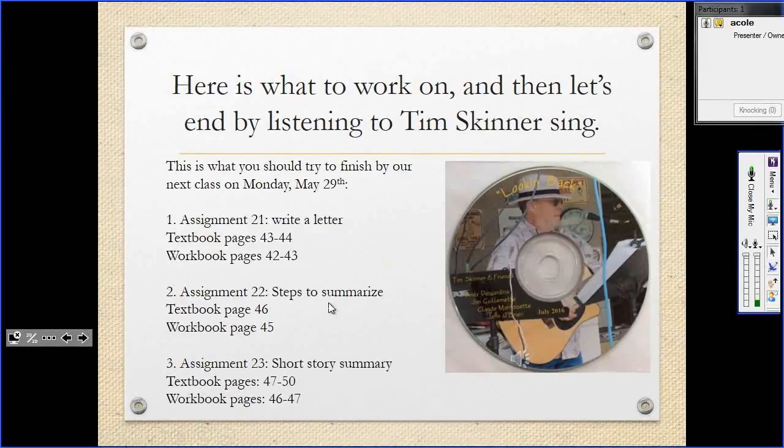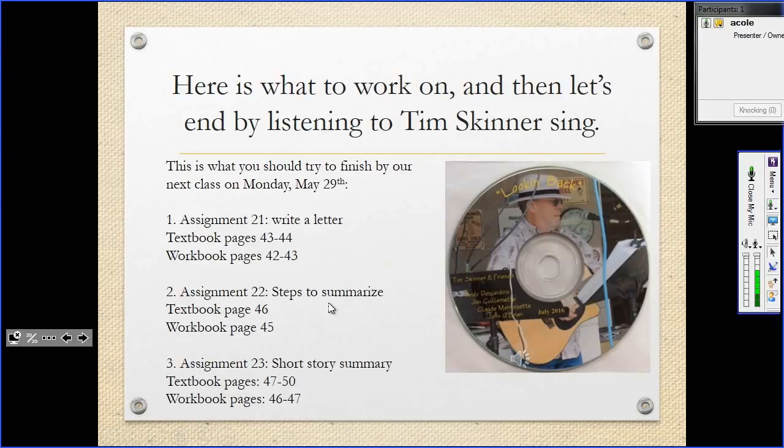I gave you an example of how you're reading the information on page 46 of your textbook, and then you take that information and you explain it in your own words. So there's 4 things that are in bold that your textbook says. You take those 4 things, you explain them in your words, and then you fill out the workbook on page 45.